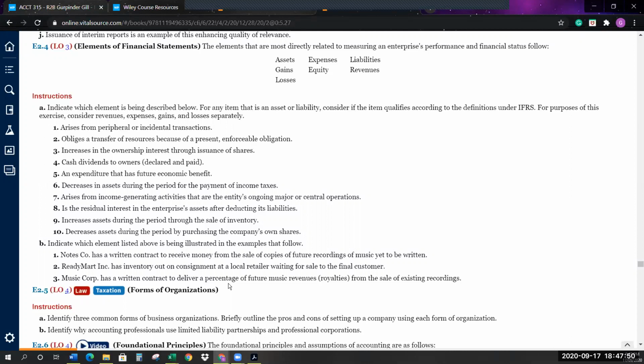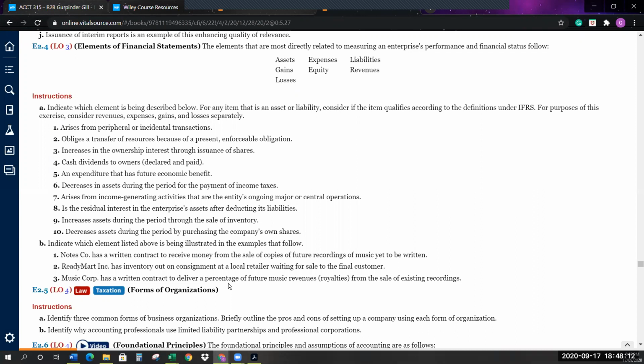Increases in ownership interest through issuance of shares. This is a change in equity account. So this will go to equity as an increase. Your changes in equity financial statement will capture number 3, where your ownership interest is changing because of the issuance of shares.